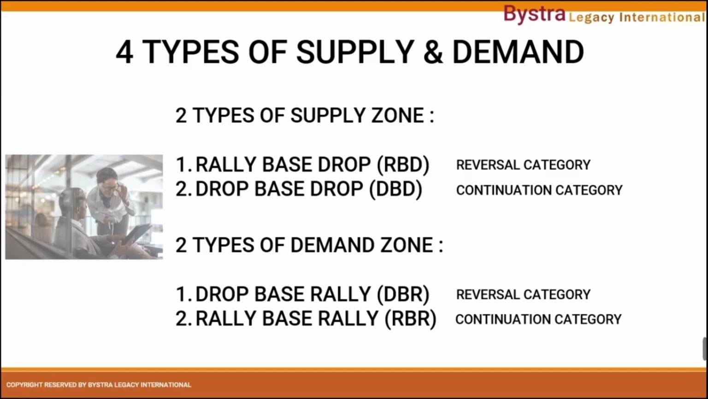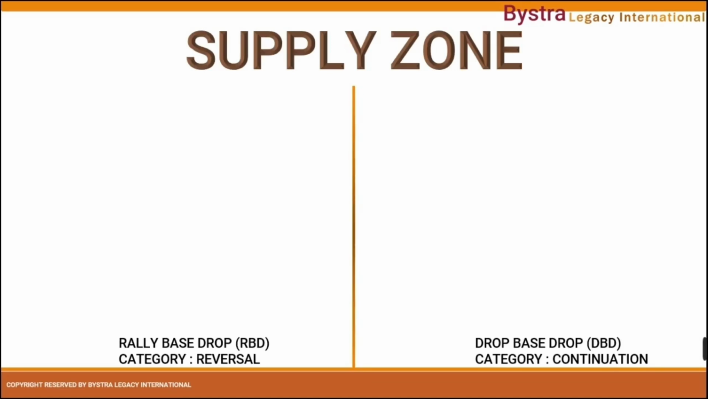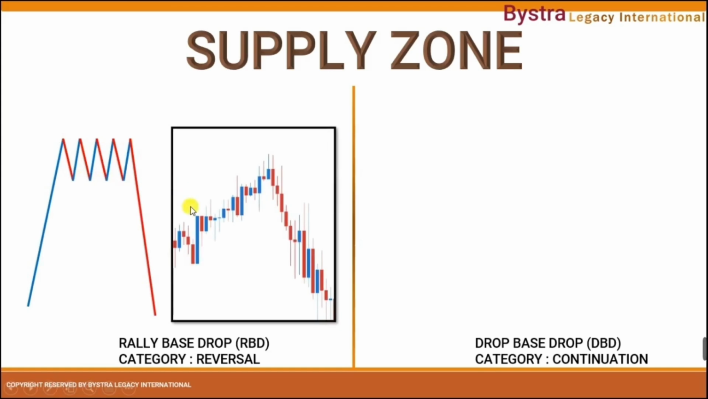Let's have a look at the supply zone. As we know, there are 2 types of supply zone, which are the rally base drop and the drop base drop. So let's have a look at the rally base drop. The rally base drop would have a pattern similar to this. This is a base area. If we look at the candlestick chart, here is the rally base drop. So I'm going to mark the zone. Mark the zone like this.